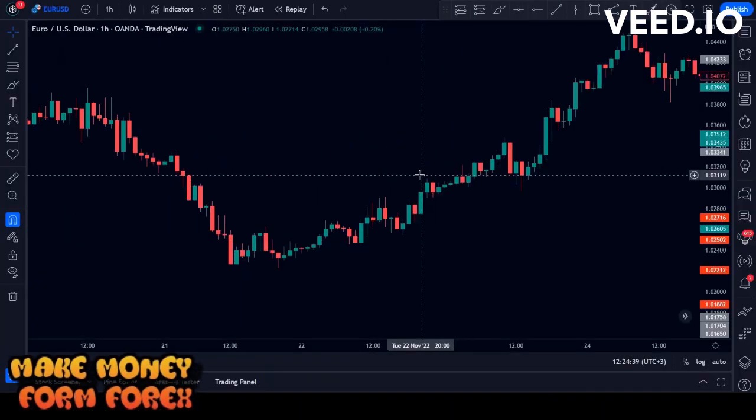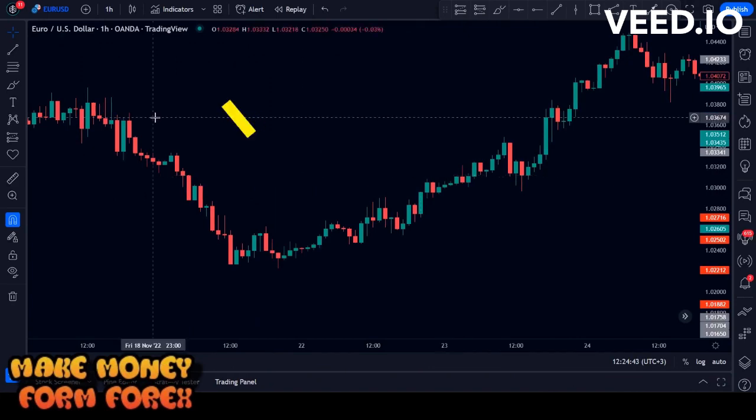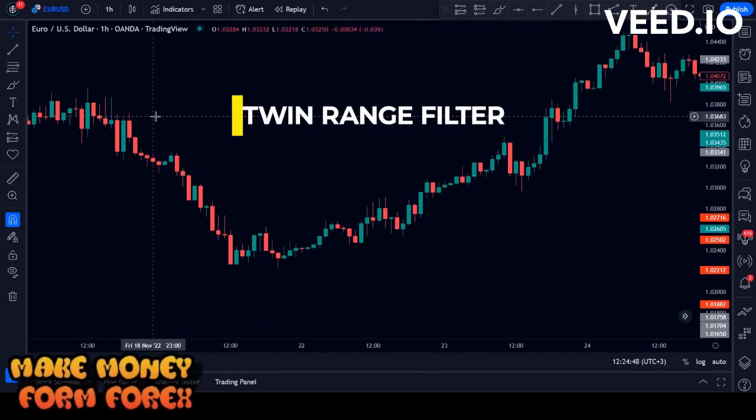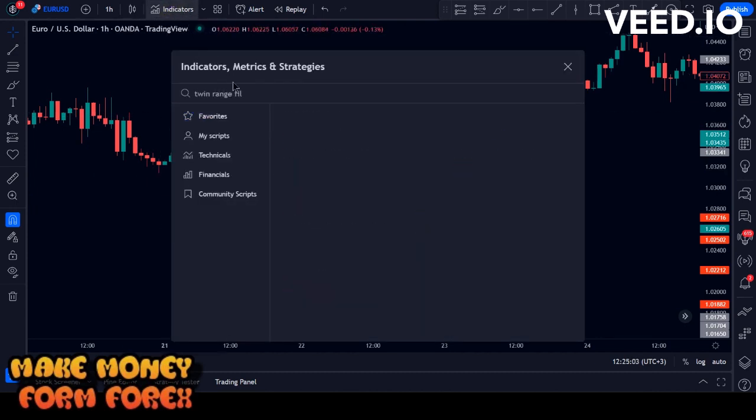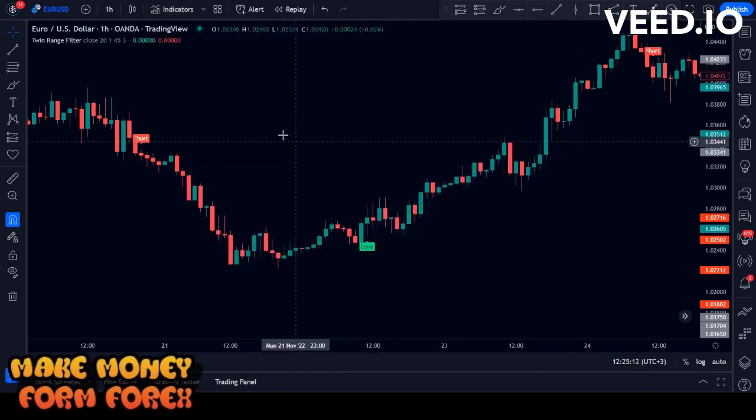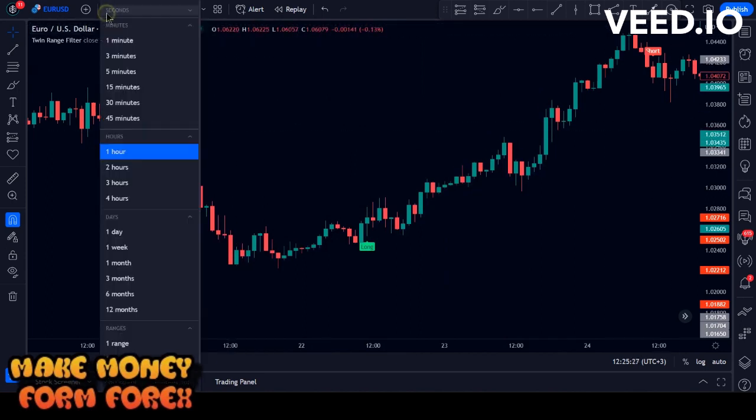So the buy and sell indicator we're talking about is called Twin Range Filter. To add this indicator to your chart, go to the indicator search tab on TradingView and type in Twin Range Filter, and it's going to be this one by MCK. For this demo, I'm going to be using the EUR/USD on a 1 hour time frame, but you can use this strategy on any security or on any time frame.